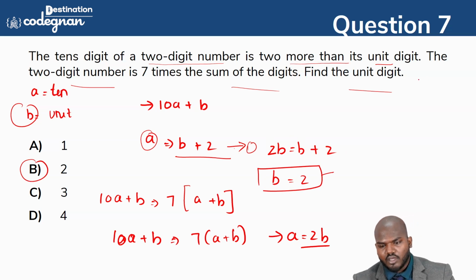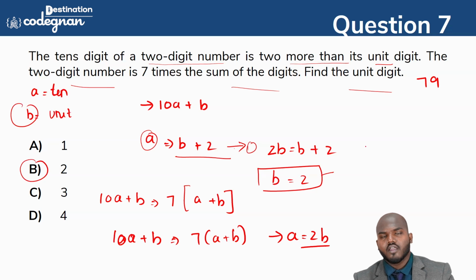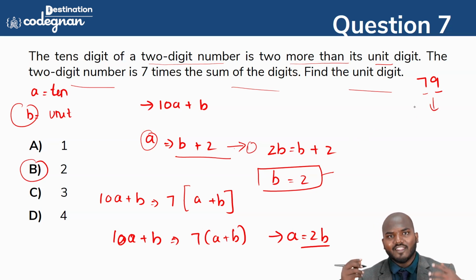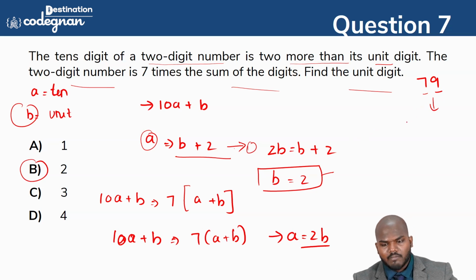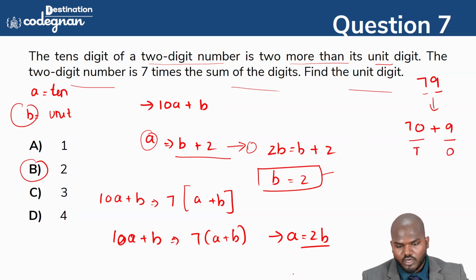I have the number 79. If I ask you what is the tens digit and what is the unit digit, that is the last digit or ones, you will say that 9 is the unit digit, and 70 is the tens digit. If I expand the place value form, I can write it like this: 70 plus 9. 70 is the tens digit, 9 is the ones digit. That is the unit digit, you can call it.